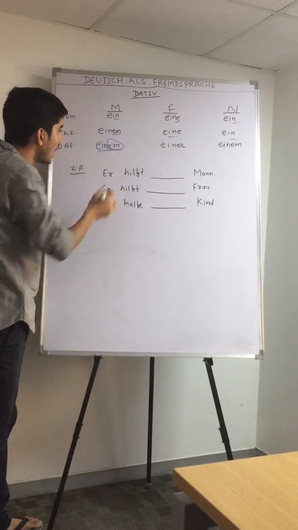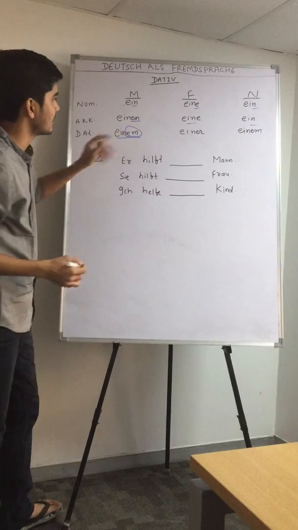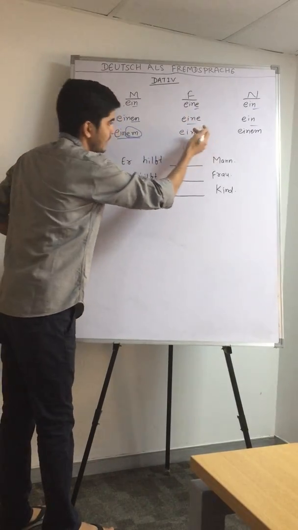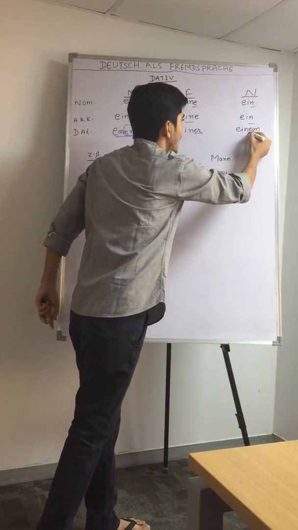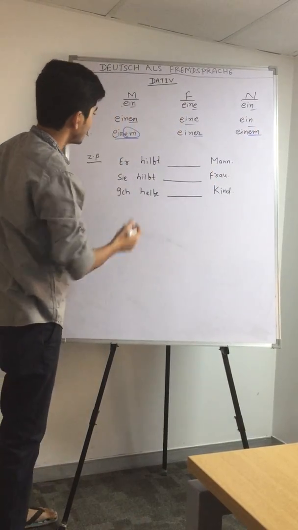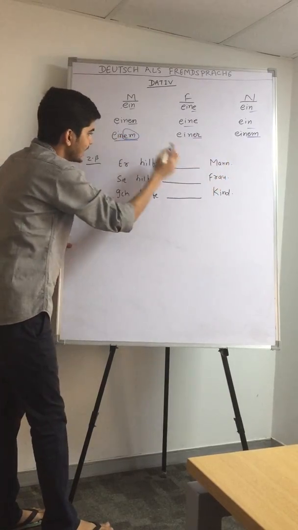This one becomes einem. In masculine, dative masculine, einem. Feminine, einer. Neutrum, einem. Zum Beispiel, hilft. So, einem Mann.